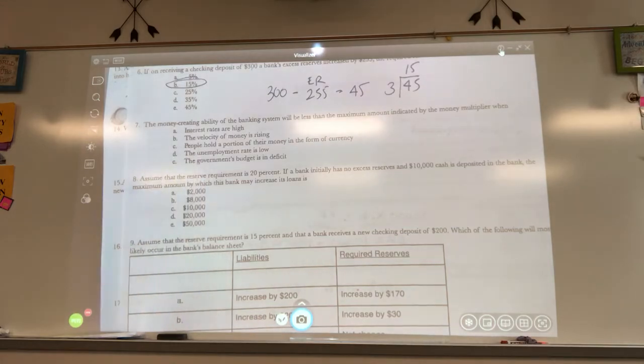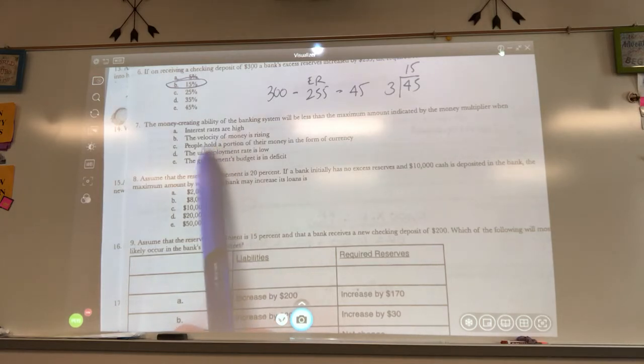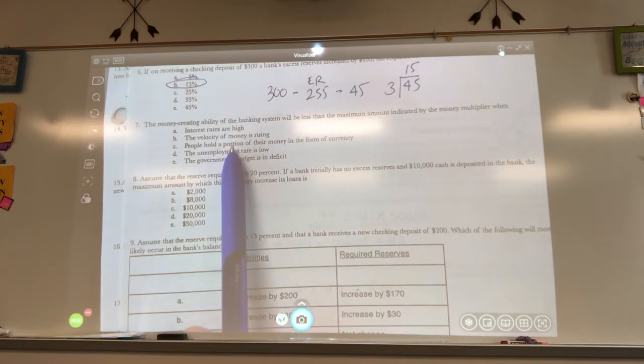Okay, the money creating ability of the banking system will be less than the maximum amount indicated by the money multiplier when? So we know the money multiplier tells me the max that could be loaned out. Well, why wouldn't the max be achieved? That's what the question's asking me. The interest rates are too high. The velocity of money is rising. I haven't talked about velocity of money, I'll do that later. People hold a portion of their money in the form of currency. If you hold your money in your pocket, does that allow for the bank to lend it out? So is that a reason right there? There we go.